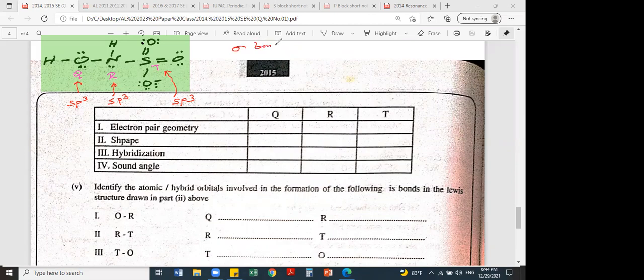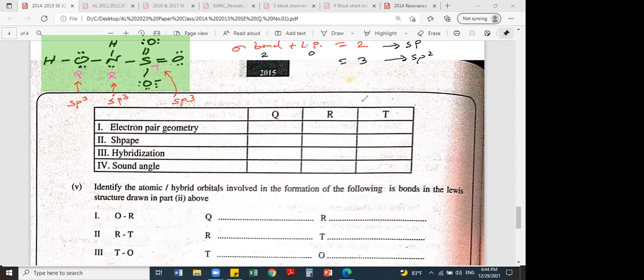Sigma bonds plus lone pairs. I put LP, lone pairs. If sigma bonds plus lone pairs is 2, actually it can be 2 and 0 mostly. It's 2 sigma bonds and 0 lone pairs. Then the total is 2, 2 plus 0. Then what is the hybridization? sp. So then the second option, if you can copy down this short note: if sigma bonds and lone pairs total 3, what is the hybridization? It's sp2.